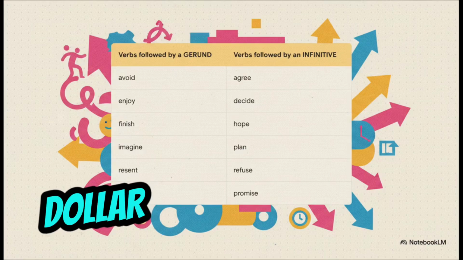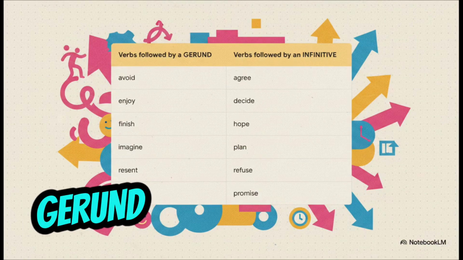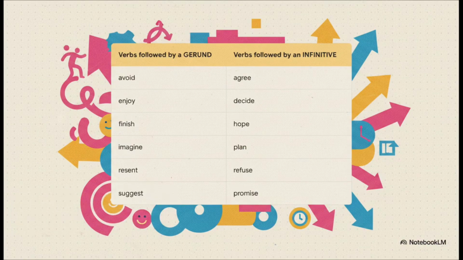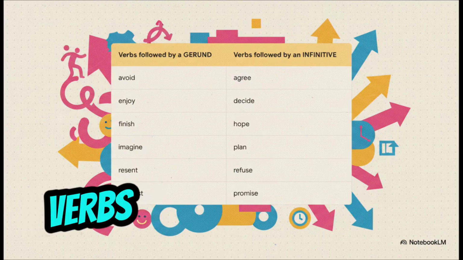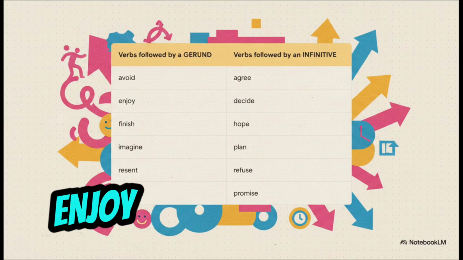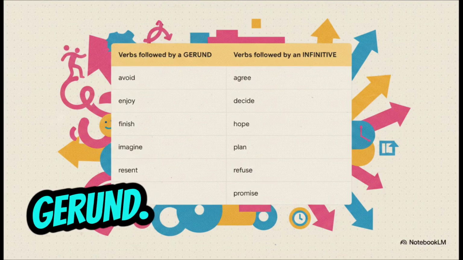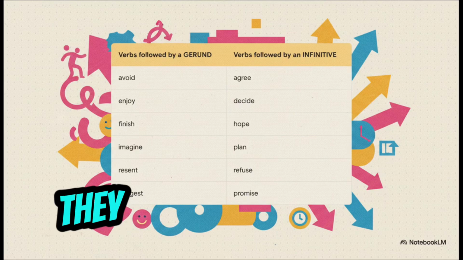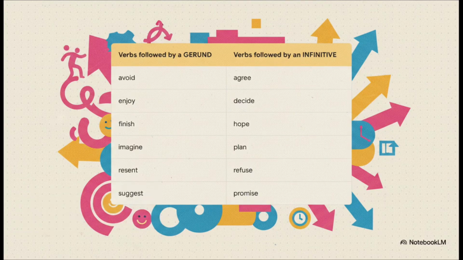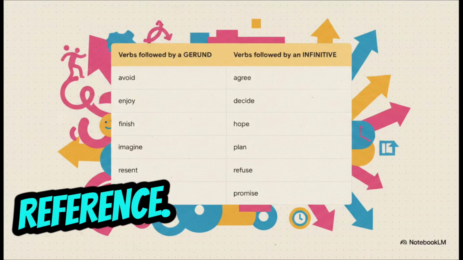So here's the million-dollar question. When do you use a gerund and when do you use an infinitive? And honestly, there's no easy magic rule. It pretty much always depends on that first verb in the sentence. Verbs that are about experiences, like enjoy or avoid, they usually take a gerund. And verbs that are looking forward to the future, like hope or plan, they often take an infinitive. This is one of those things that just comes with practice. So this slide is a great one to bookmark as a reference.